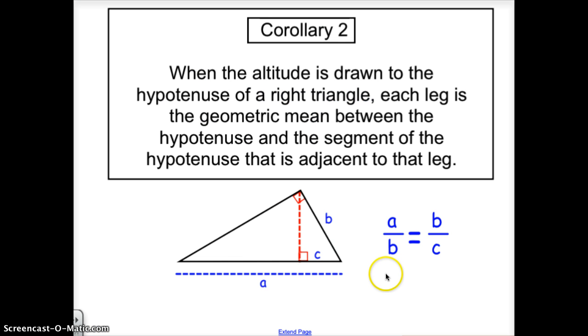So instead of trying to figure out which is proportionate to which and how do I set it up, C is the small leg of the small triangle, B is the small leg of the large triangle. A is the hypotenuse of the large triangle, and B is the hypotenuse of the small triangle. So it would read hypotenuse over hypotenuse, short leg over short leg. And that's how you would set your proportion up.